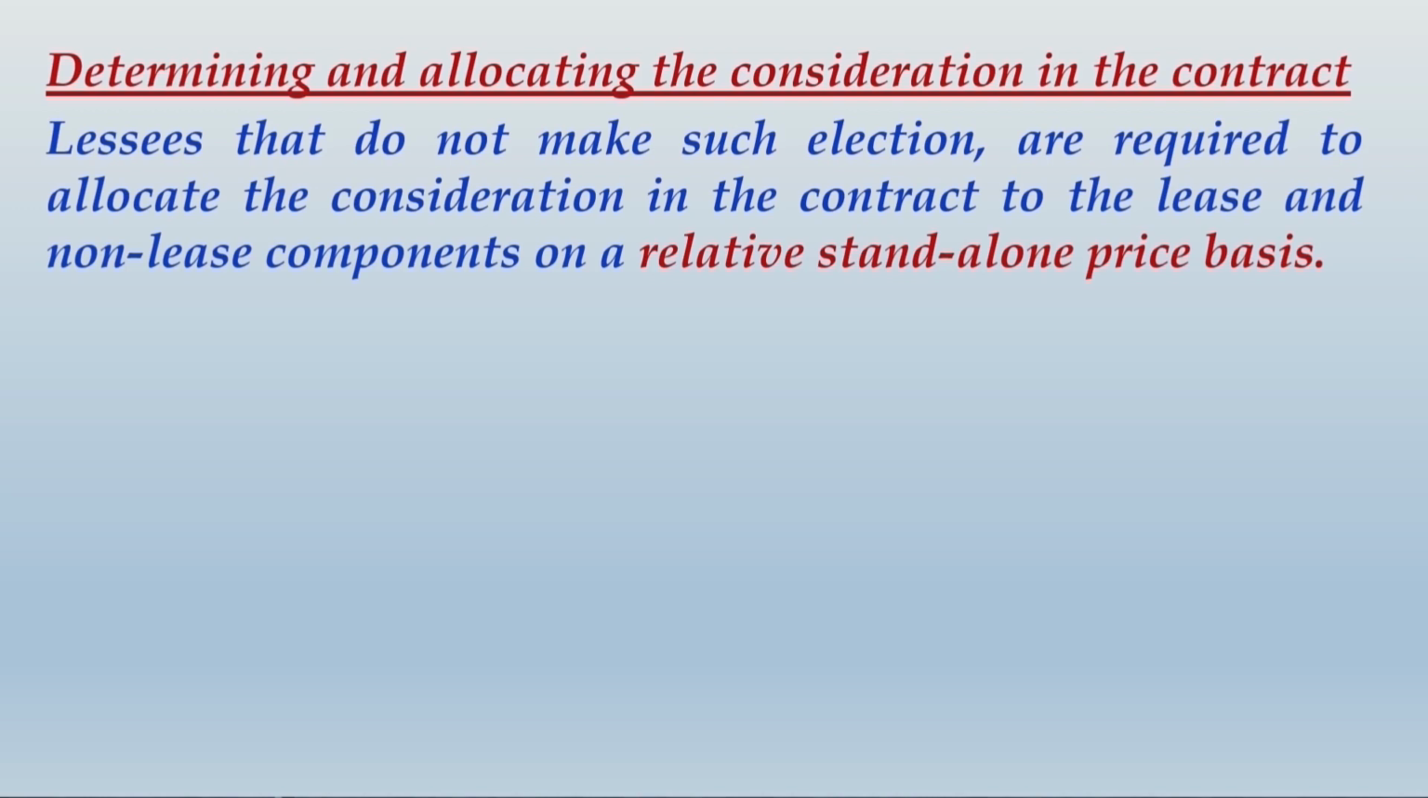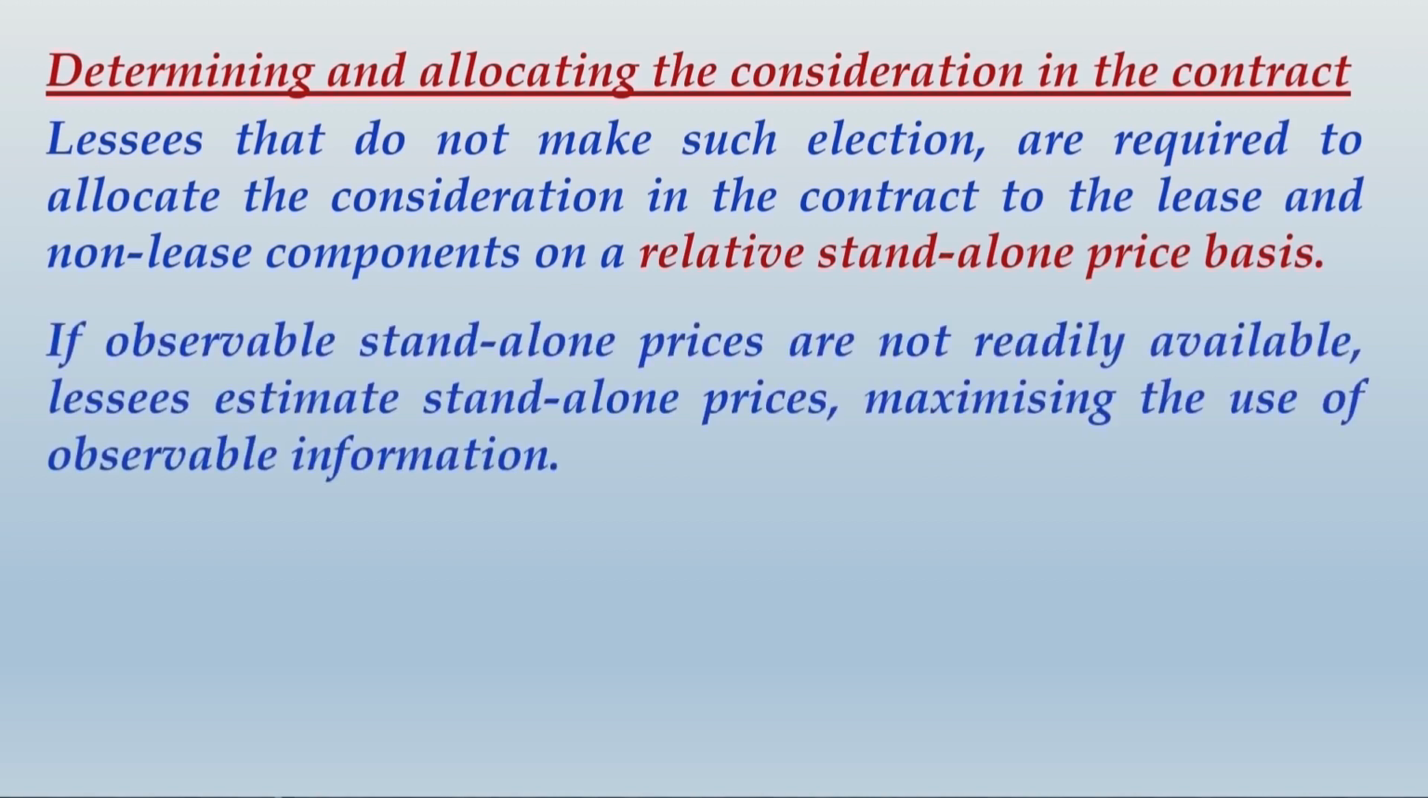Now, the question is, what if there is no clear information available with respect to the standalone prices? If observable standalone prices are not readily available, lessees estimate standalone prices, maximizing the use of observable information. So, as much observable information as you have, you may make use of that, and in places where you do not have any observable information, you may make estimates. That is what is required by Ind AS 116. So write down this point as well, and then we move to questions.